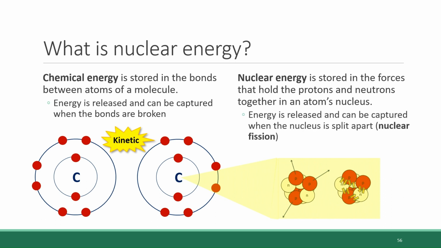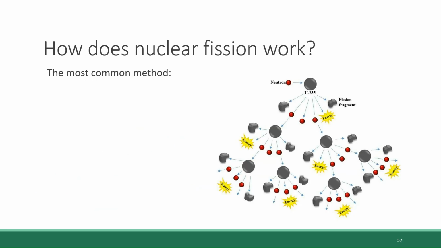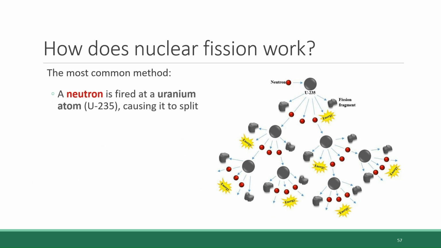And just like with chemical energy, that energy is released and can be captured when the nucleus of the atom is split apart, which is a phenomenon called nuclear fission. There are several ways to induce nuclear fission. In the most common method, a neutron is fired at a uranium atom, specifically the isotope uranium 235, which causes it to split. What is uranium and why is it used? We'll address that in just a moment.